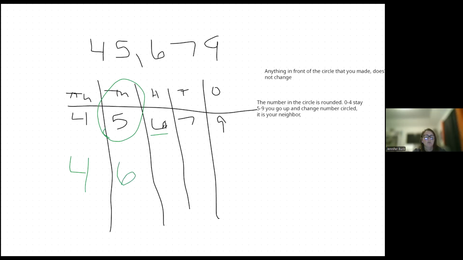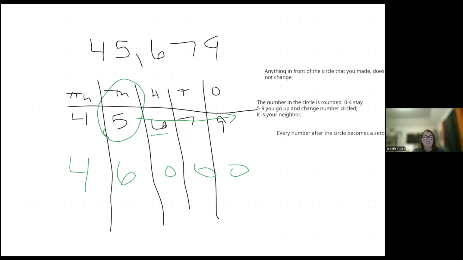Now, the final rule. Every number after the circle becomes a 0. Okay? So I'm like, maybe I should change the neighbor too. What do these numbers mean? Well, it's best to say that anything after the circle becomes a 0. So 45,679 is rounded to 46,000.